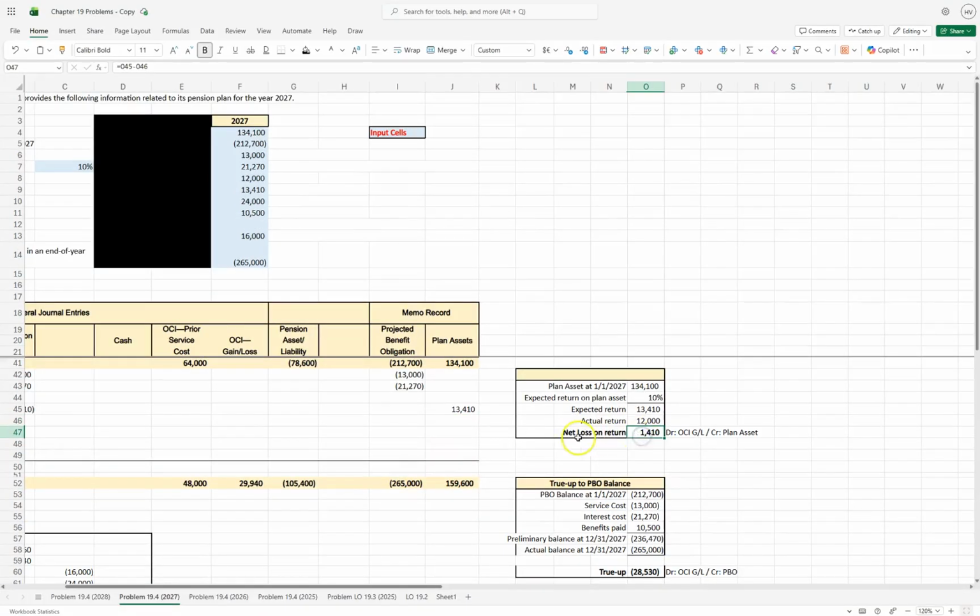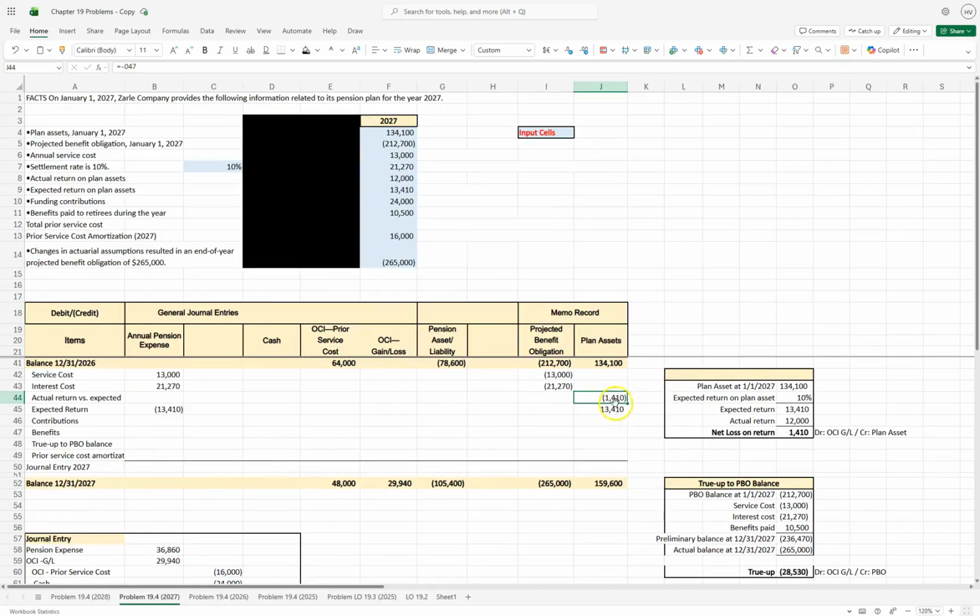So now we need to reduce. We've increased our plan assets by that 13,000, but it should only be 12,000. So we need to reduce our plan assets by that $1,410. So here's my reduction to the plan assets. If I just sum up the actual versus expected and the expected, right? If I just sum those two, I have a net right here. You'll see a net increase to my plan assets of 12,000.